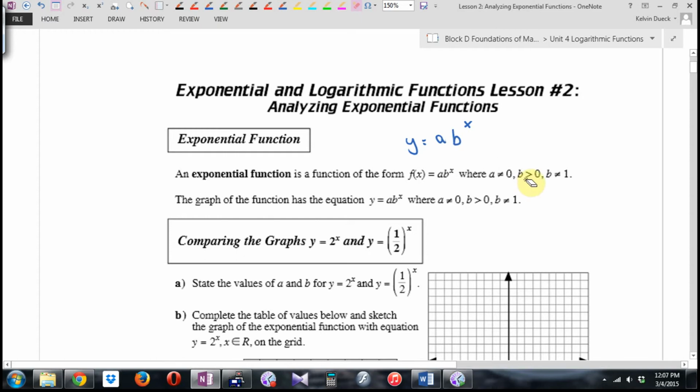I'm going to add one more restriction. The base, b, must be positive. What I'm going to show you will not work for a negative number to an exponent. And we'll talk about why another time. And the base can't be 1. And the reason is, what's 1 squared? 1. What's 1 cubed? 1. What's 1 to the 4th? 1. 1 does not behave like any of the other exponential bases, because you keep getting the same answer.